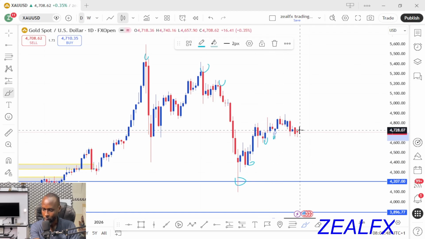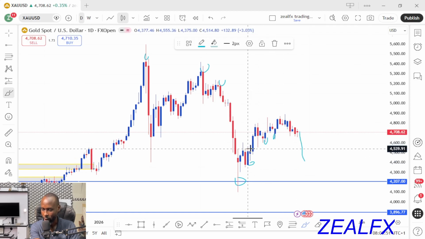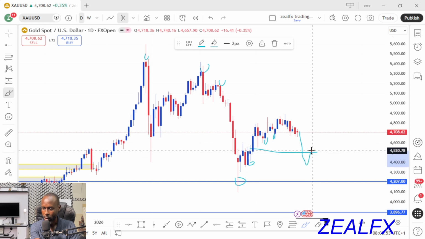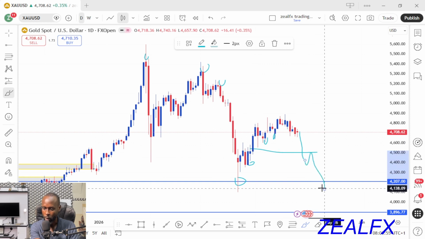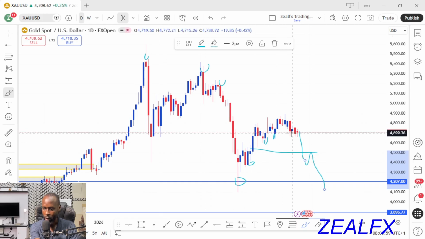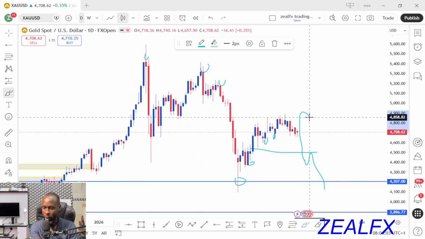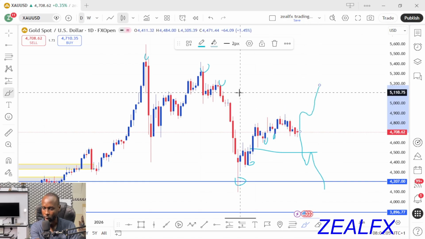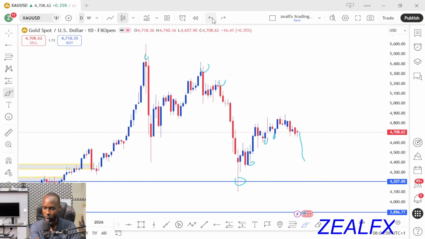For us to start looking for any possible selling opportunity on this gold, we need price to break below this level, which is this area. Then we can wait for a retest to start looking for a possible sell for the gold. For now, we don't have a clear direction. But for a buying opportunity, we need price above this area. We test, then we can start looking for buying opportunities. For now, we don't have a clear direction on the gold USD.